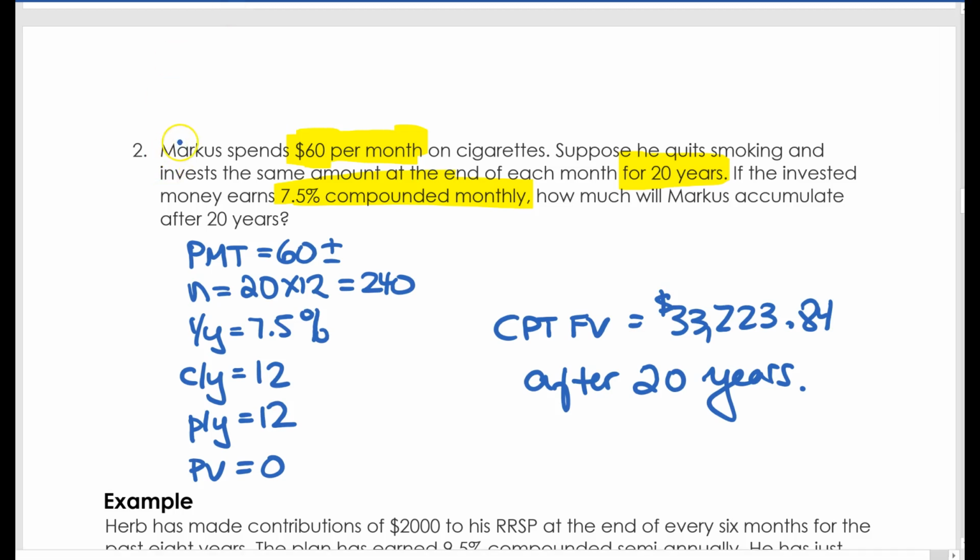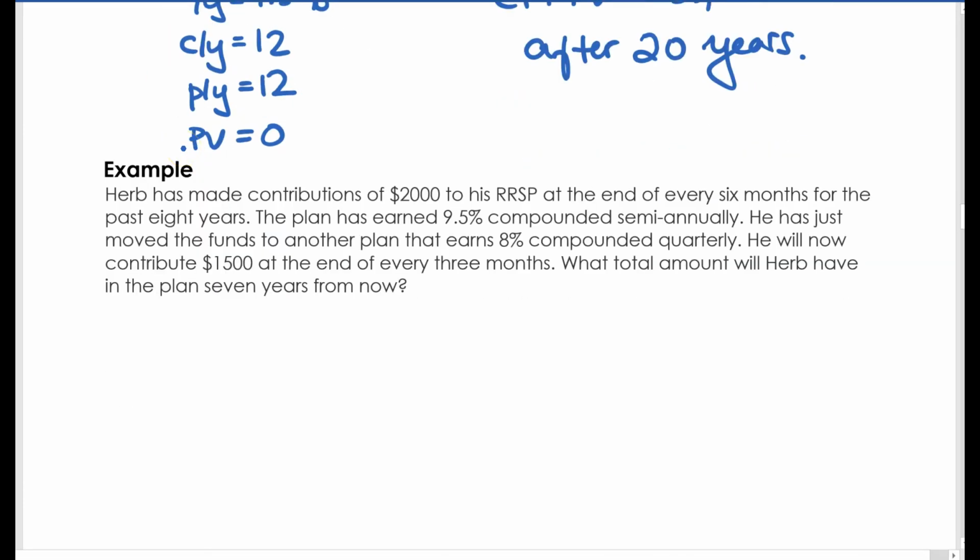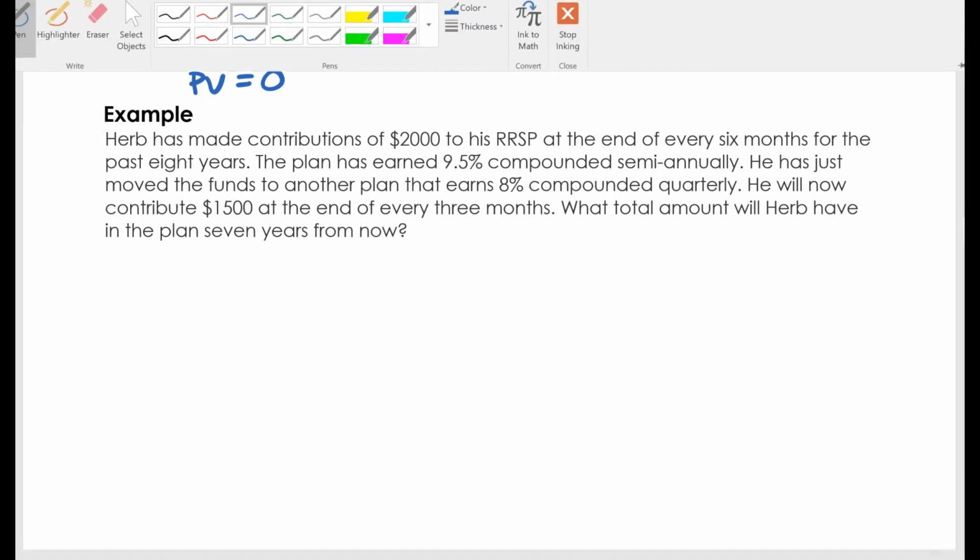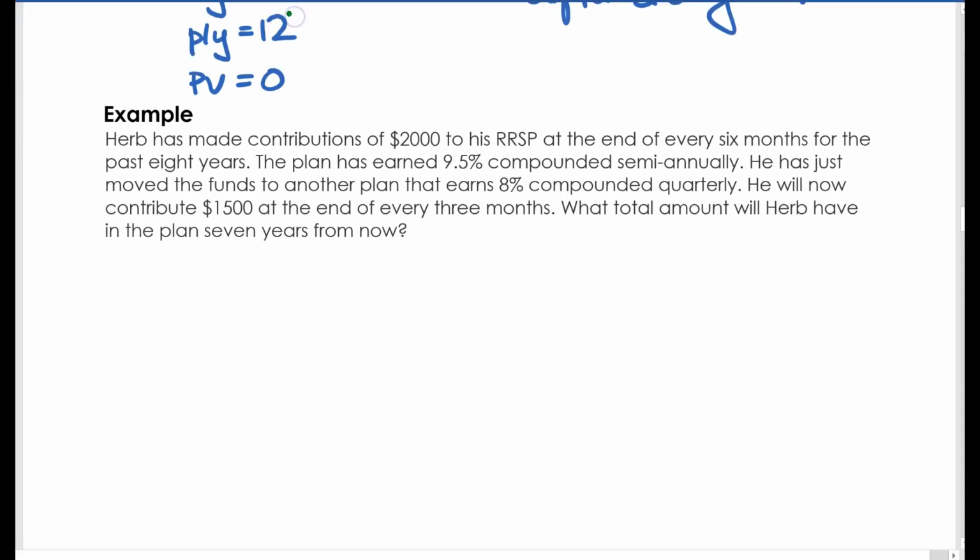Okay, so let's move on to another example, because this one's a little bit more, it's not exact. I want to go through it with you. Herb has made contributions of $2,000 to his RRSP at the end of every 6 months for the past 8 years. The plan has earned 9.5% compounded semi-annually. He's just moved the funds to another plan that earns 8% compounded quarterly. He will now contribute $1,500 at the end of 3 months. What total amount will Herb have in the plan 7 years from now?